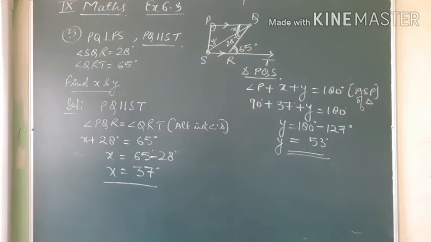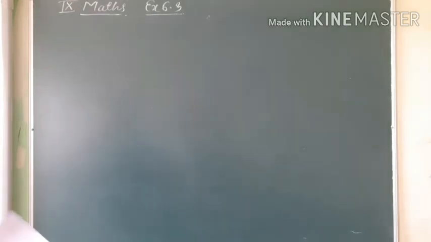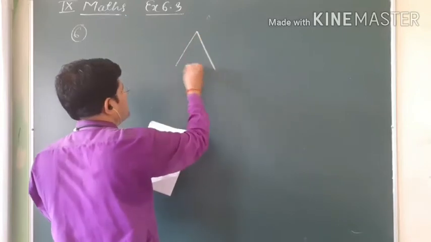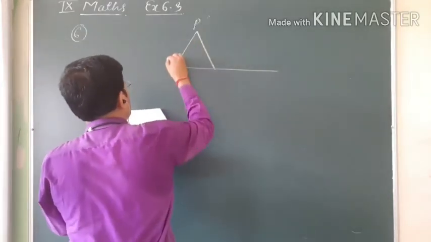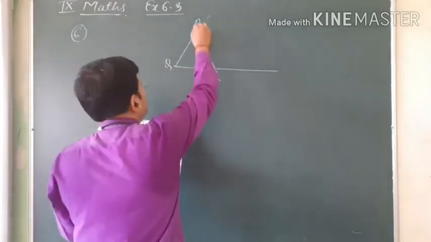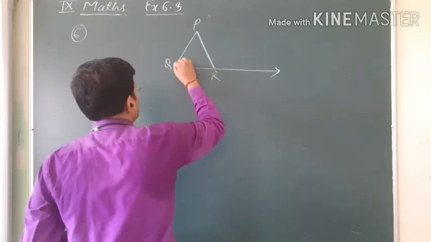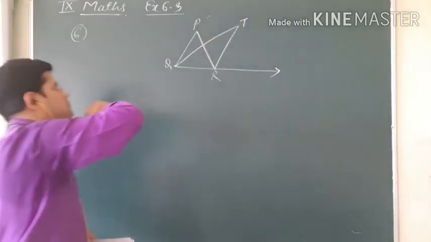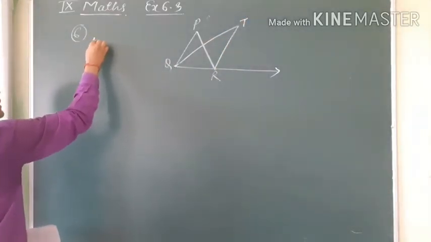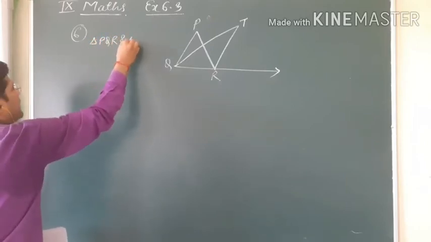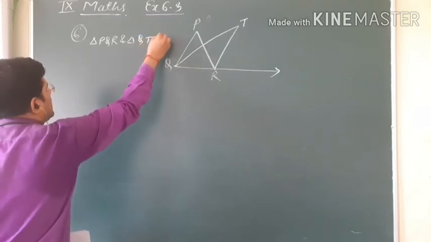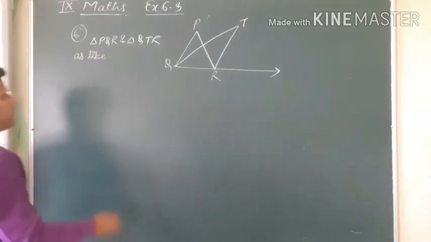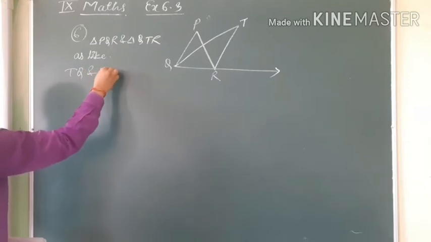Okay student, now move to question number 6. Now in question number 6, here we have triangle PQR, and one of its sides extended to X, but this triangle is inverted. Or join the other triangle, that is QTR. So we can write triangle PQR and triangle QPR as what? That TQ and PR.